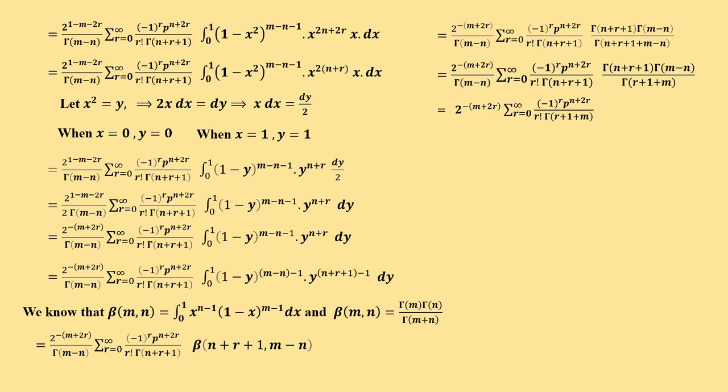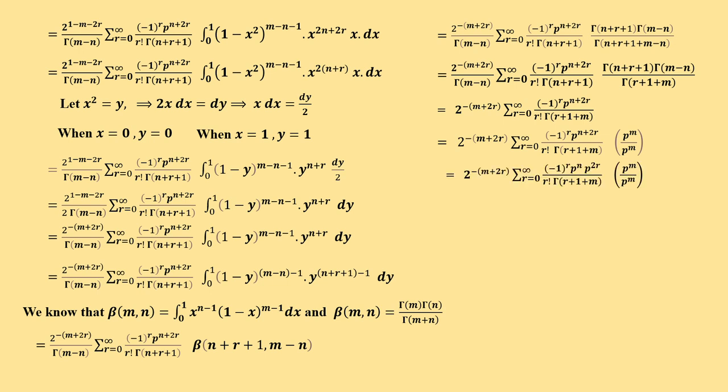So remaining, which is equal to 2^(-m+2r) summation r equal to 0 to infinity (-1)^r p^(n+2r)/(r! Γ(r+1+m)). So we are multiplying p^m and dividing by the same term p^m, right? 2^(-m+2r), summation r equal to 0 to infinity (-1)^r p^n. We are splitting the power p^(2r)/(r! Γ(r+1+m)) p^m by p^m.